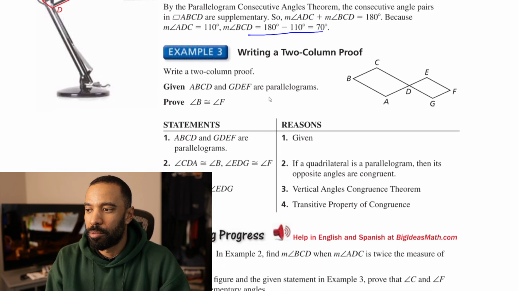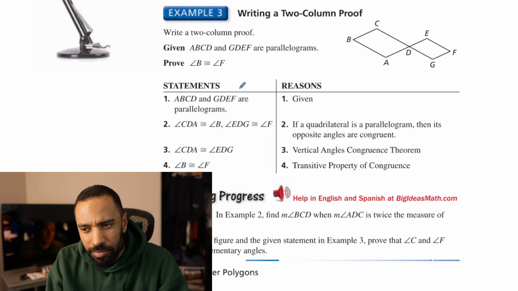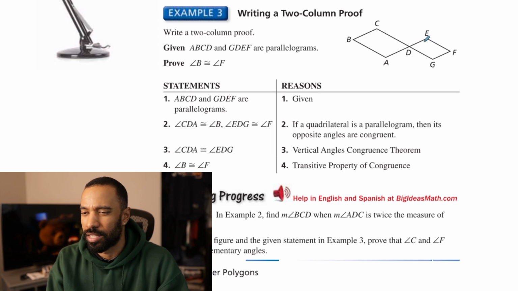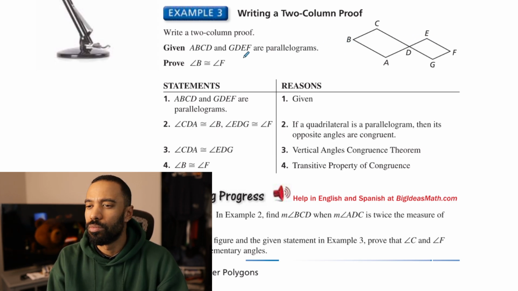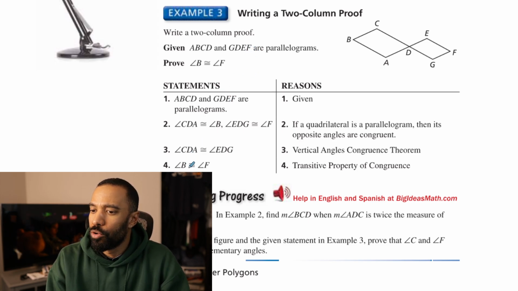All right, they got another two-column proof here. What are they going to do? Prove that opposite... I think it's a proof that opposite angles are congruent. Yeah, something. I don't know. This might be just a proof of a proof. Prove that angle B is congruent to angle F given two parallelograms here.